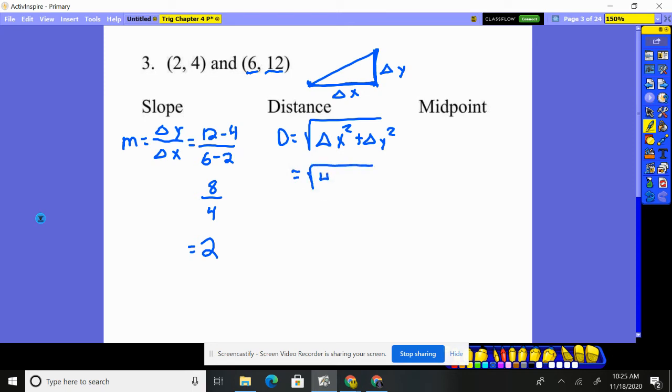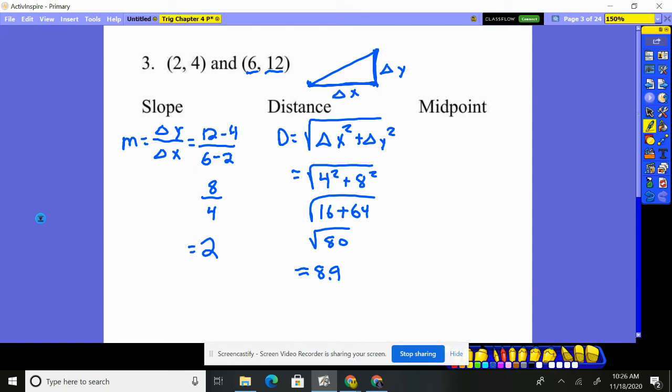So the change in my x's, 6 and 2, has a difference of 4. The y's, 4 and 12, have a difference of 8. So we have 16 and 64 together. It's the square root of 80. 9 times 9 is 81, so it's a little less than 9. So this is about 8.9. Okay, that's fine. You have a calculator. I don't. I'm just making an approximation.